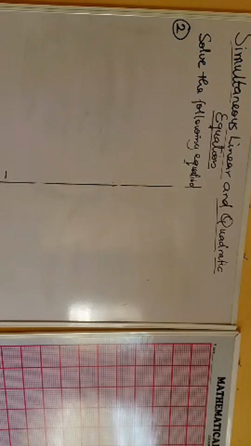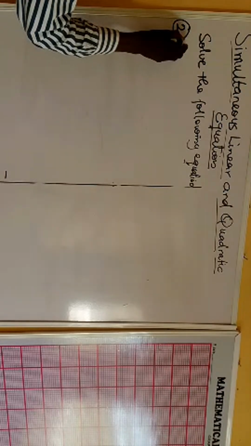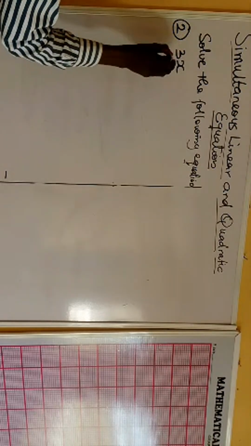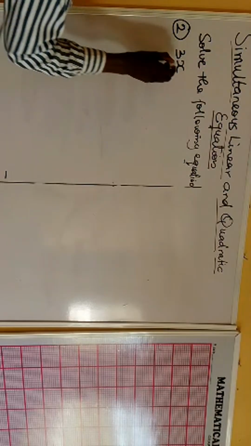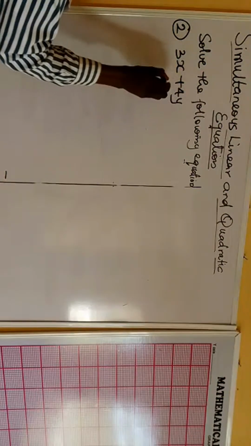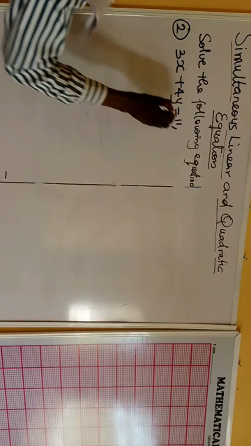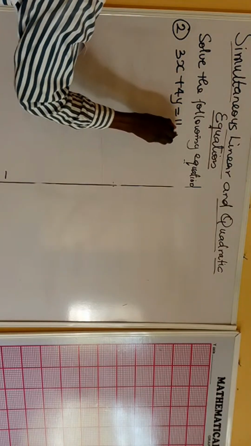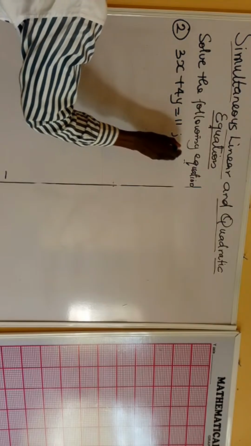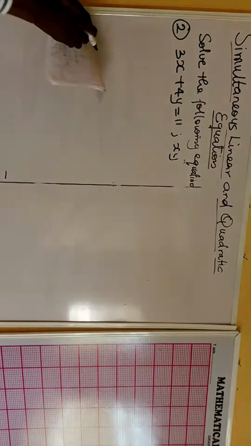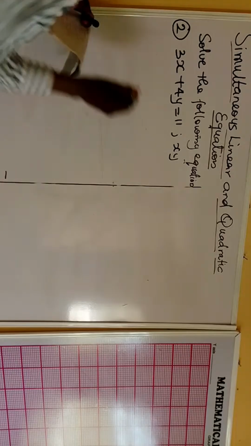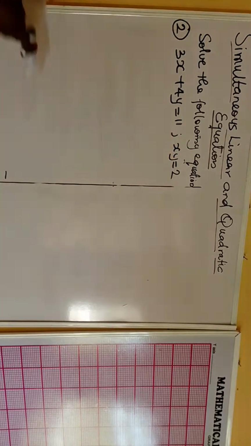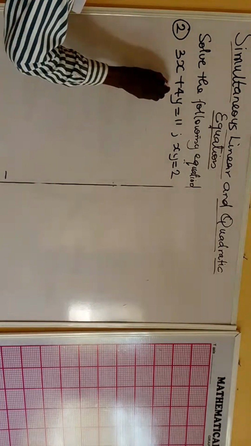Now, if you are asked to solve this equation, 3x plus 4y is equal to 11, then xy is equal to 2. Correct. This is another example of one linear and one quadratic equation.